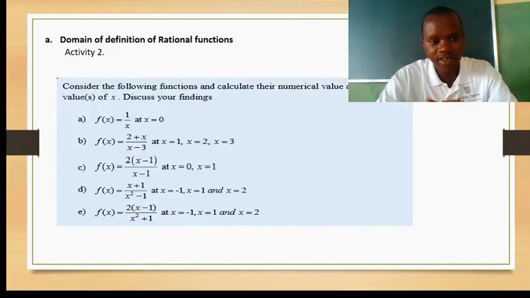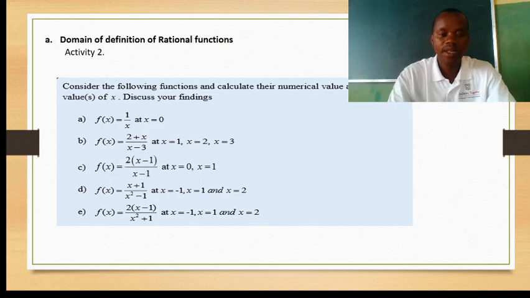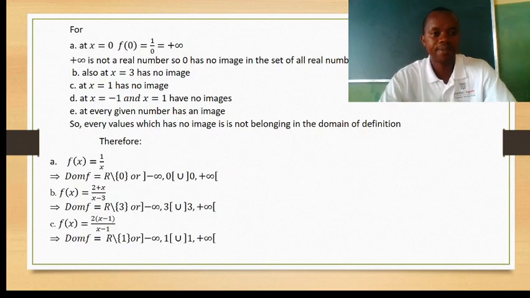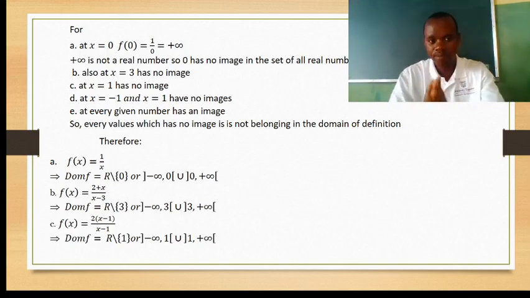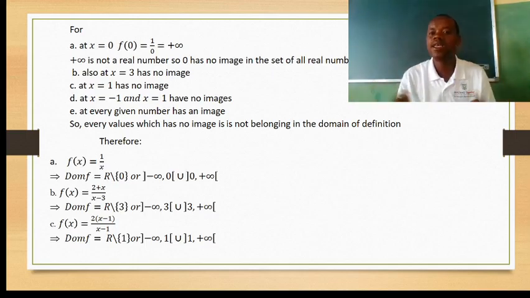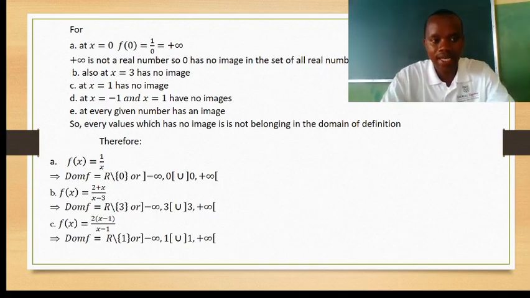I think you have done well. Now let us see together the findings. For A, at x equal to 0, you have calculated f of 0, which is equal to 1 over 0, which is equal to plus infinity. And remember that plus infinity or minus infinity are not real numbers, and that is why they are excluded. It means that at x equal to 0, it has no image in the set of all real numbers.